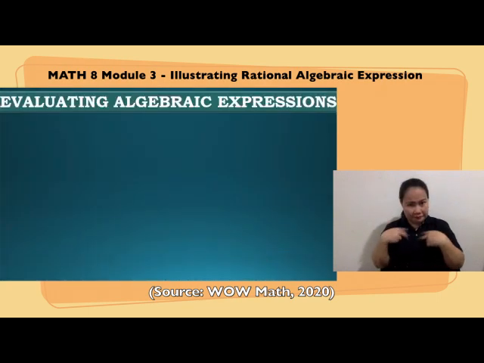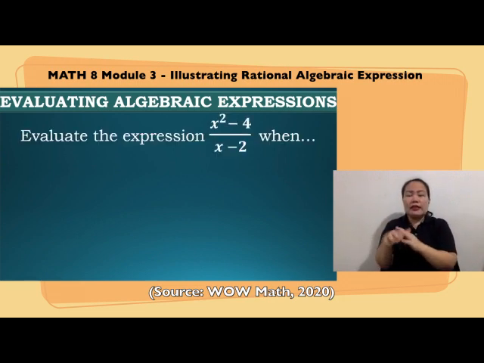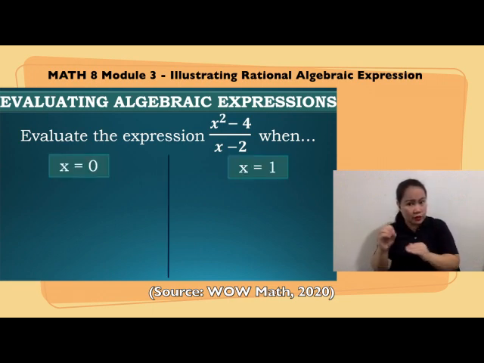Let's have an example. How to evaluate algebraic expressions? Simply by replacing the variable with a value. So, ito yung tinatawag nating substitution. So, pag sinabi nating substitution, we are replacing the variable, naglalagay tayo ng number doon na ina-assign natin. Alright? So, let us have an example. Evaluate the expression x squared minus 4 all over x minus 2 when x is equal to 0 and x is equal to 1.